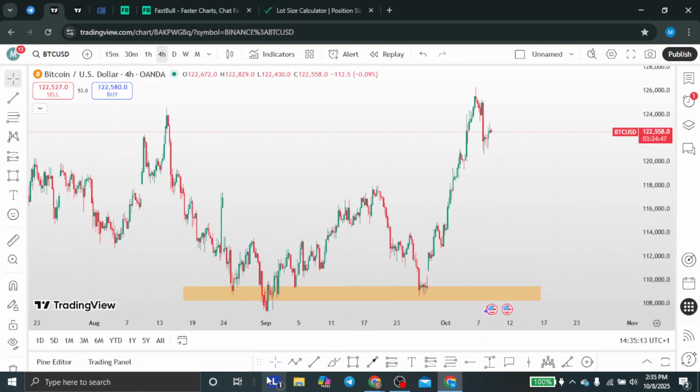Now there's also another thing we need to look out for. Before the market broke through that place, there was a what here?